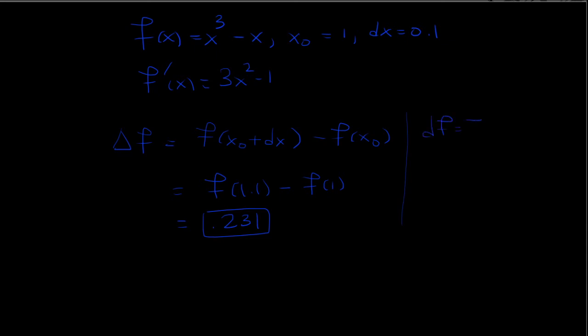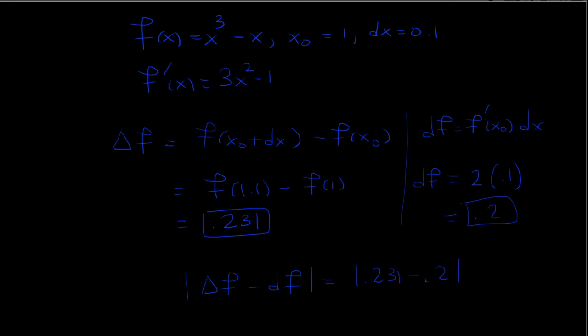df will be the derivative at x naught times dx. So the derivative at x equals 1, if you plug it in, you get 2 times dx is 0.1. So the value of the estimate is 0.2. So the approximation error will be the absolute value of the difference of delta f and df. And so in this case will be 0.231 minus 0.2. And so the approximation error will be 0.031.